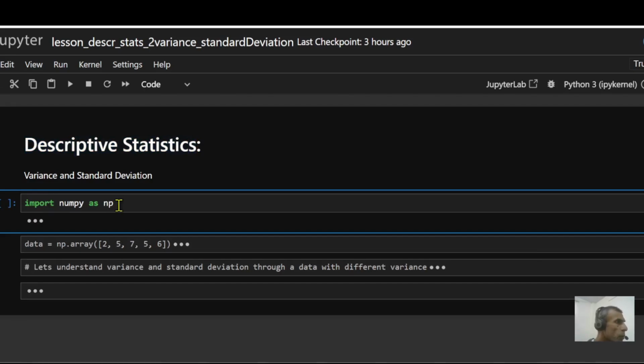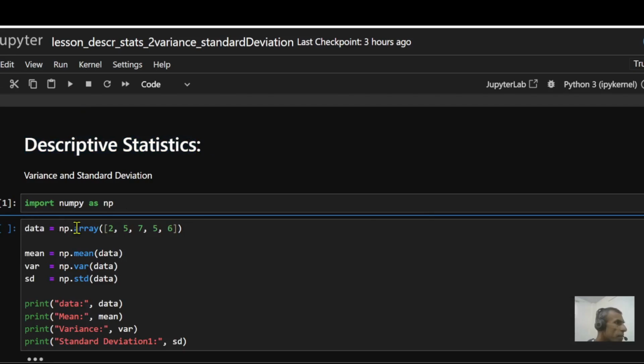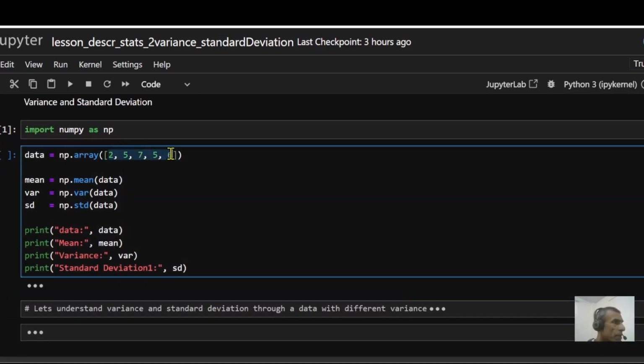First thing we do, import NumPy as np. All right, and let's create some data. So let's say this is my data: 2, 5, 7, 5, 6. These are the numbers right here. And I want to calculate the mean, variance, and standard deviation.